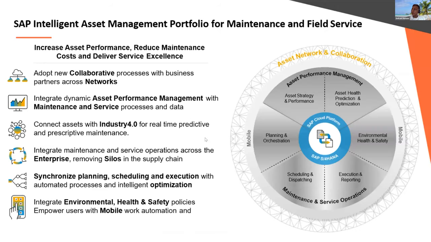What is in the SAP IAM portfolio? The SAP IAM portfolio is divided into multiple sections. It has mobility, that is SAP Asset Manager. It has Asset Central Foundation, that's your object database. Then you have Asset Strategy and Performance Management. Then you have PAI, that is Predictive Analytics, which is supported by other tools like environmental health and safety and asset network and collaboration. That's the total combination of different modules within the IAM.